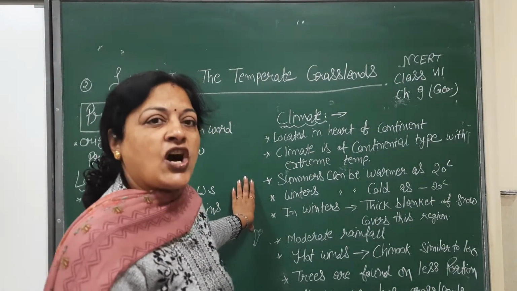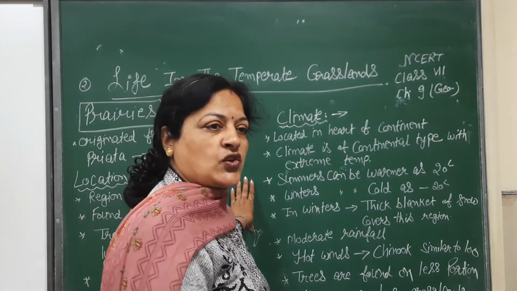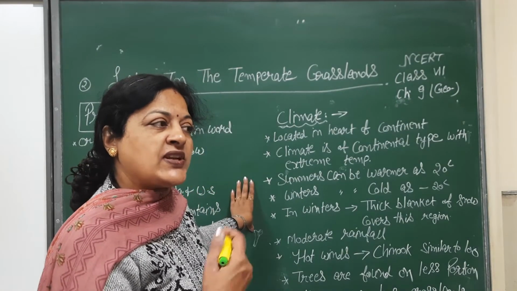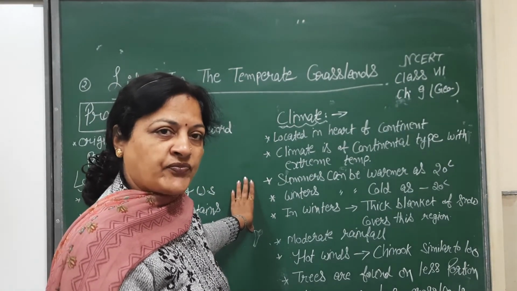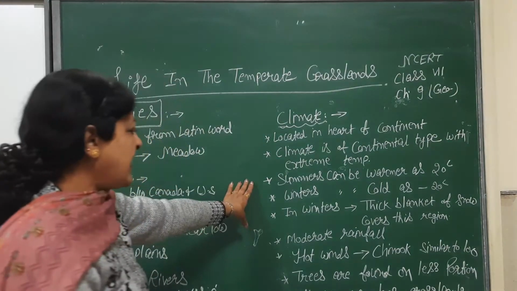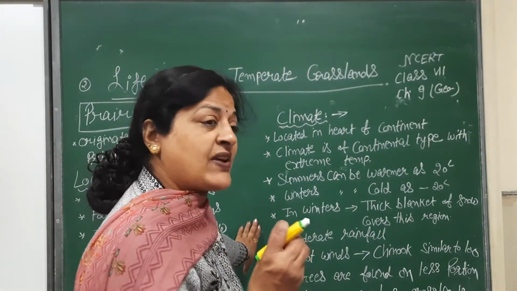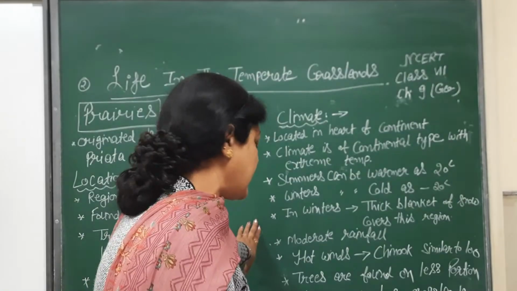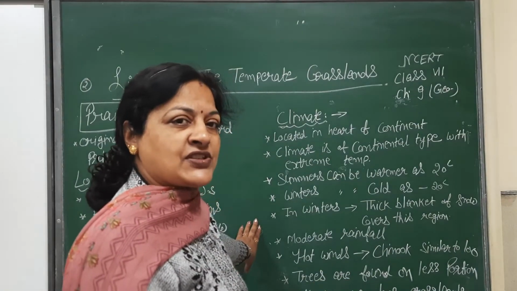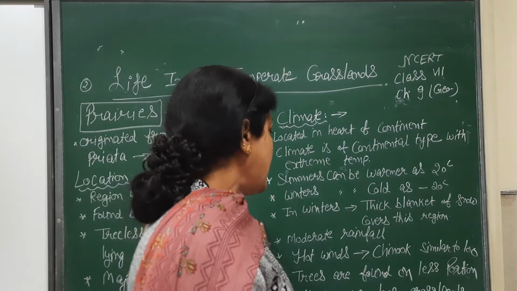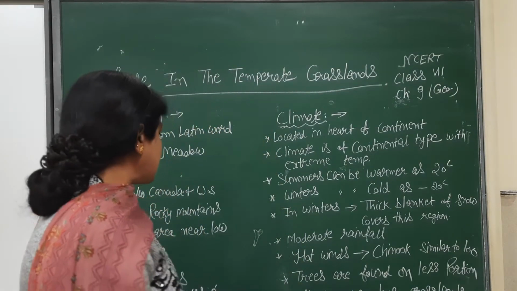In this area, hot winds blow. Those winds are called Chinook. Those winds are similar to the Loo. Very few trees are found here, which means very little vegetation is found in this area, and the major area has grasslands.